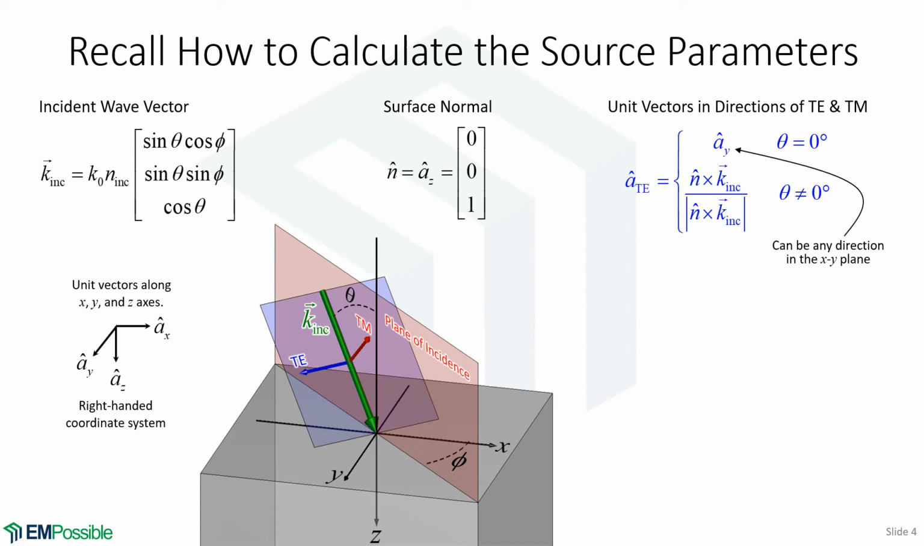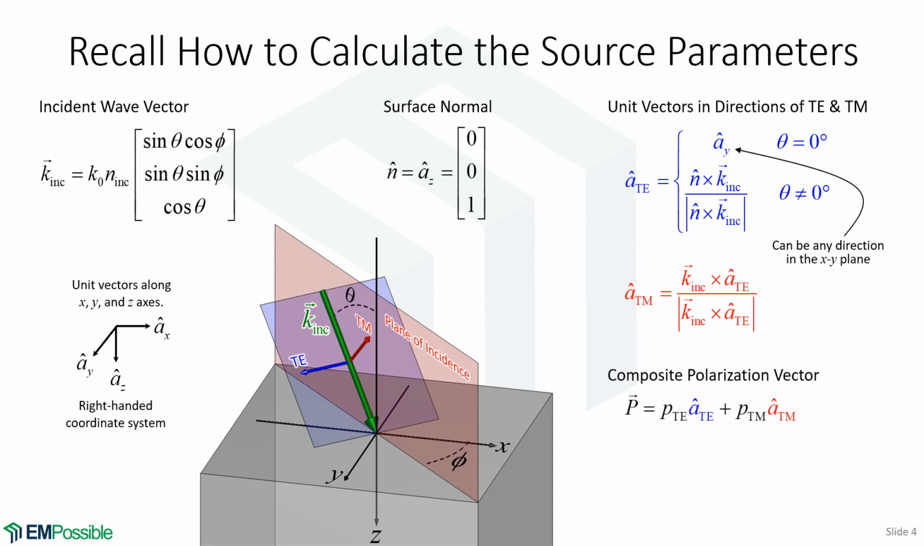Given that we have the TE direction, now we can calculate a unit vector in the direction of the TM polarization. Again, we'll use cross products. The TM polarization has to be perpendicular to both the direction of the wave and the TE polarization. So we just take the cross product to do that, and of course divide by the magnitude, so we end up with a unit vector.